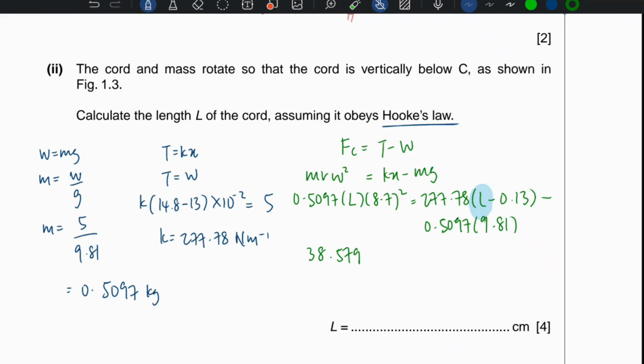38.579. And always, as I mentioned, keep more than 2 significant figures between calculations. The final answer, you can give to 2 significant figures. This is to ensure accuracy. Equals to, oops, wait, I forgot my L. Okay, let's calculate this. We have to open up the bracket.